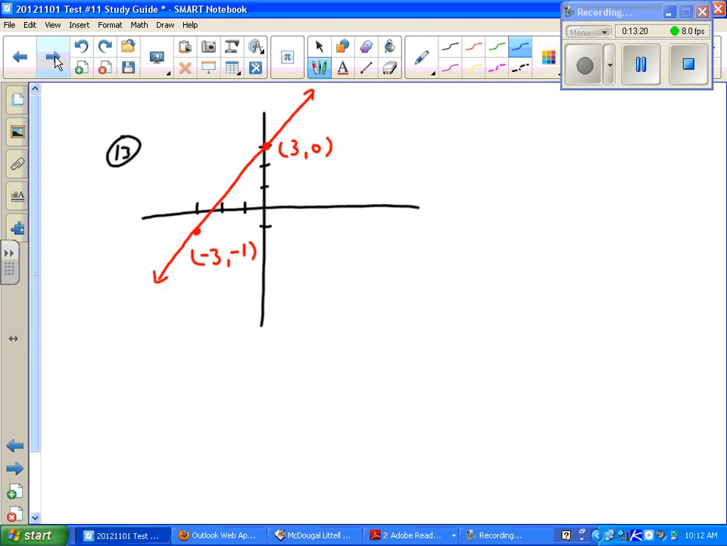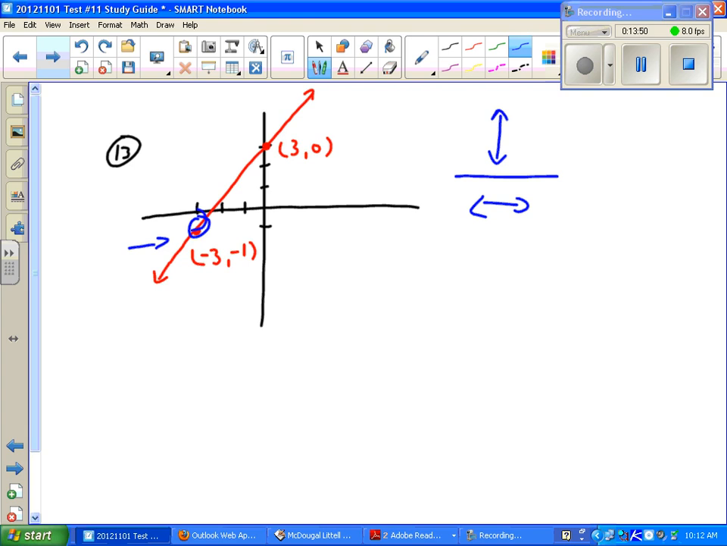Number 13 says find the slope, and this is the one that's tough for you to see on your study guide, everybody. You want to use the points that are integers where it goes through. The easiest one is 3, 0. That's the one that most people can see. This one down here is the one that's harder to see, negative 3, negative 1. But the same thing, it's up or down over your left and your right. That's rise over run.